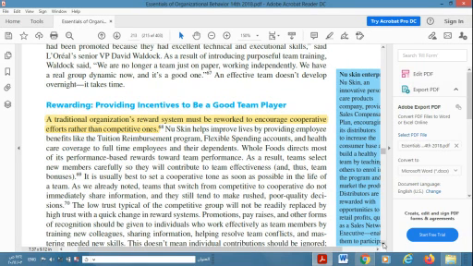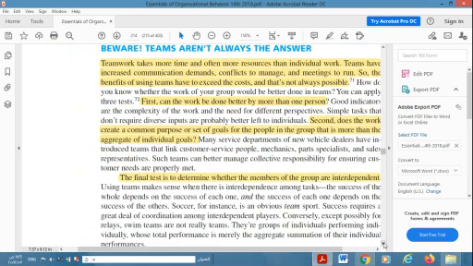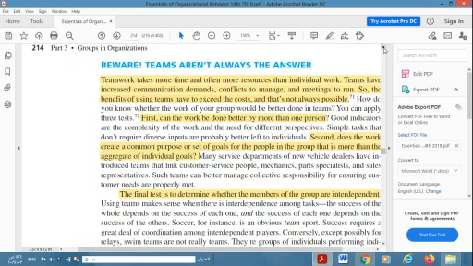If we don't appreciate the work of members, they are not going to respond positively. So we need to have a reward system which is based on a performance appraisal system. So traditional organizations' reward systems must be changed to encourage cooperative efforts rather than competitive ones. So the last topic here, teams aren't always the answer.